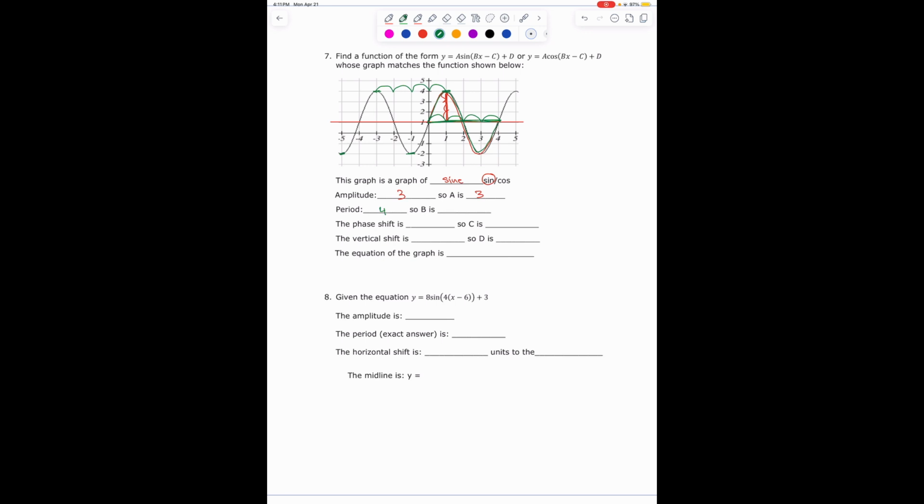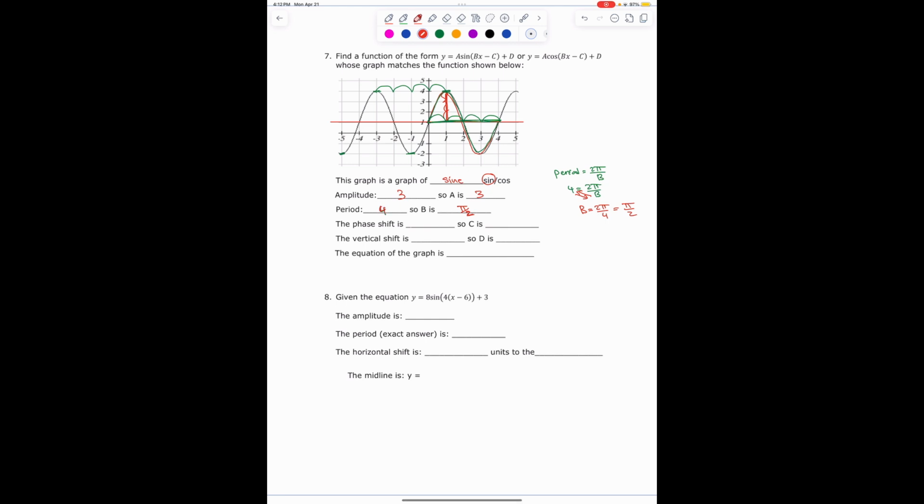Since the period is 4, I can find b. I know that the period is equal to 2 pi over b, and I have the period 4, so 4 equals 2 pi over b. I can solve for b by switching these two. So I have b equals 2 pi over 4, reduce, you get pi over 2. So b is pi over 2.